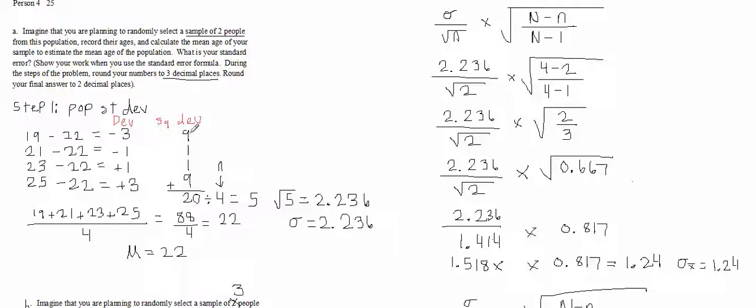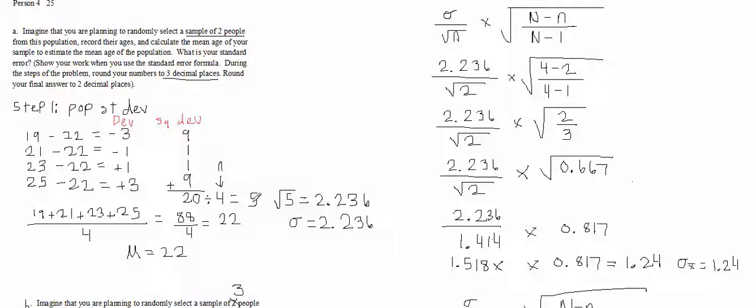Once you get the column of squared deviations, you add the squared deviations, and then you divide the total by the number of squared deviations. Remember that when you calculate the population standard deviation, you divide by n. You don't divide by n minus 1. So since I had 4 squared deviations, I'm dividing the total by 4. The answer was 5, which is my variance. The variance is really just the mean of the squared deviations.